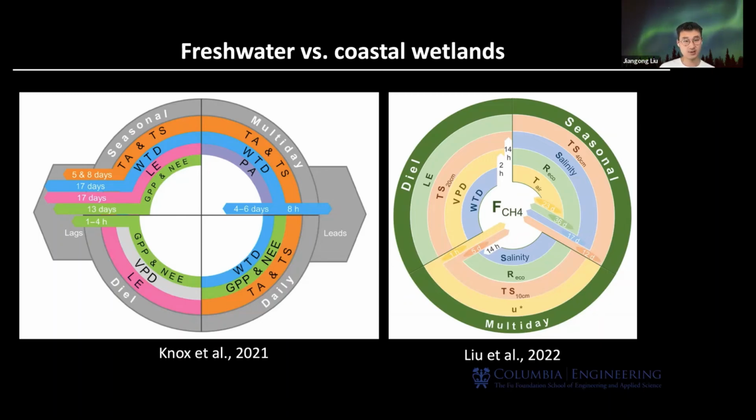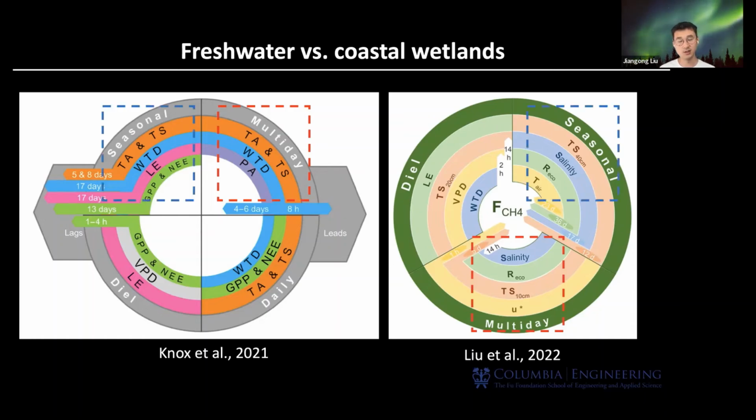But at the multi-day and seasonal timescales, the major difference lies in the role of water table depth. For the mangrove wetlands, at all timescales, water table depth plays a minor role in controlling methane emissions. But for freshwater wetlands, water table depth can be quite important for the long-term variations in methane fluxes.